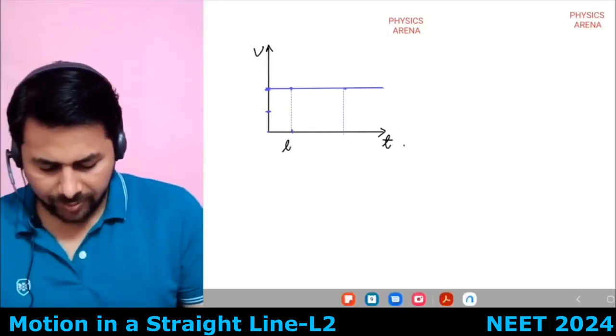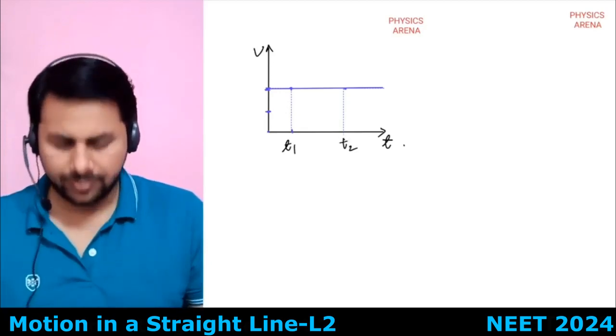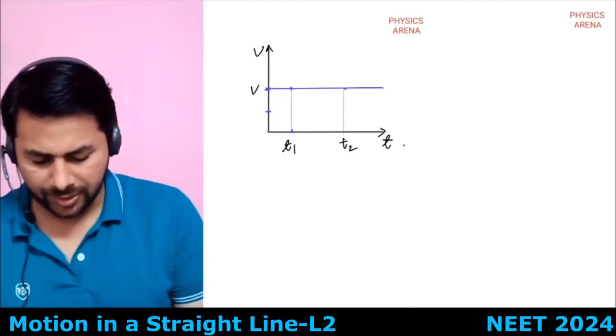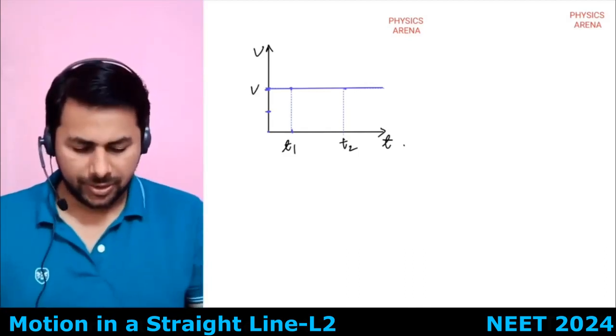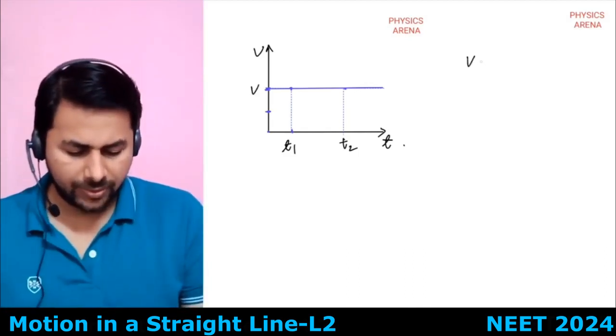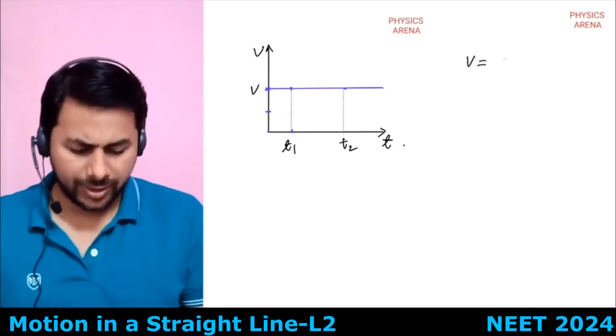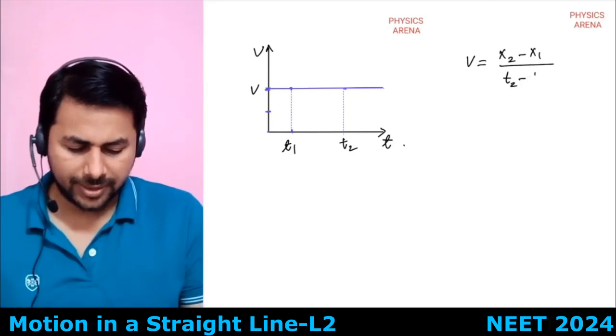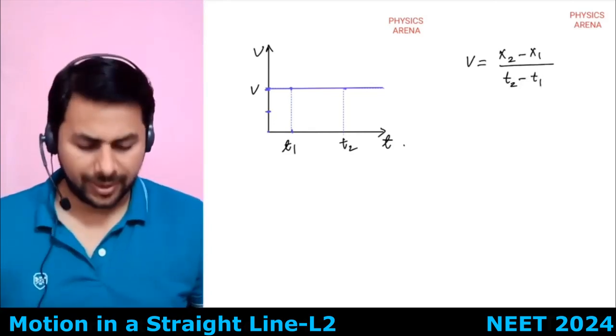So this is time t1, this is time t2, and this is uniform motion. So v is constant, right? Now how can you find out v? So v is equal to what? x2 minus x1 divided by t2 minus t1, right?